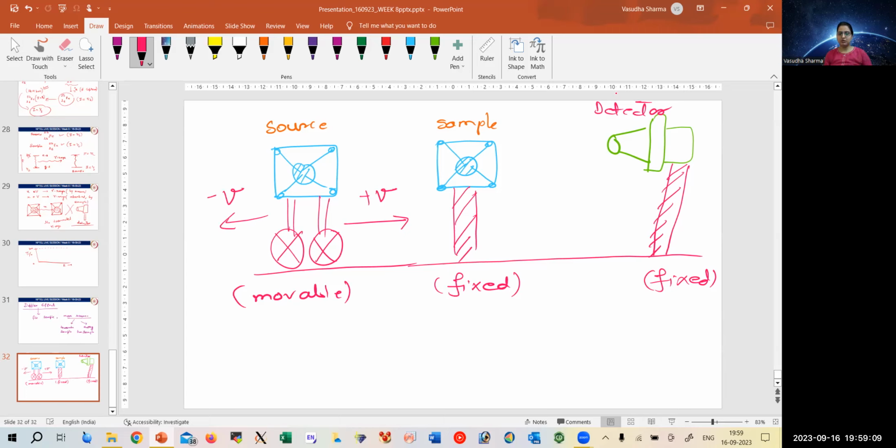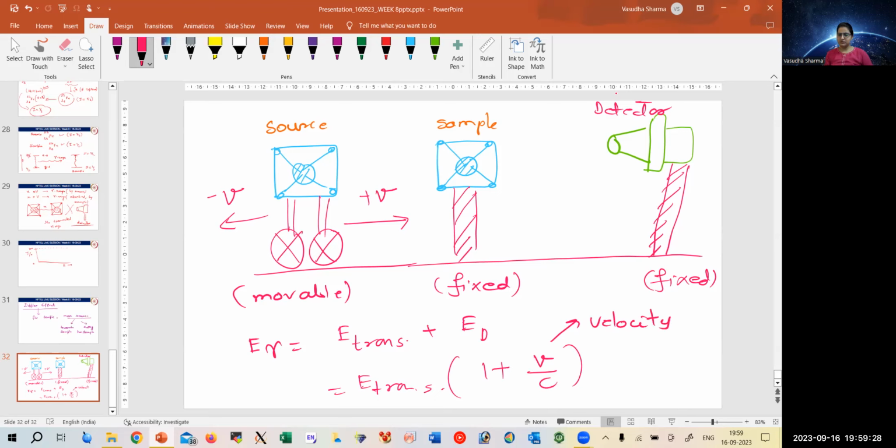Due to the Doppler effect, earlier it was E gamma, which is E transition, whatever the transition has happened. Now with the Doppler effect, it is E transition times (1 plus v by c). That v is the velocity with which the source is moving, and c is the speed of light.